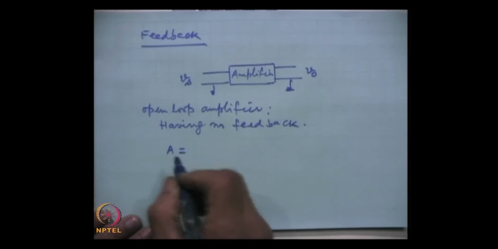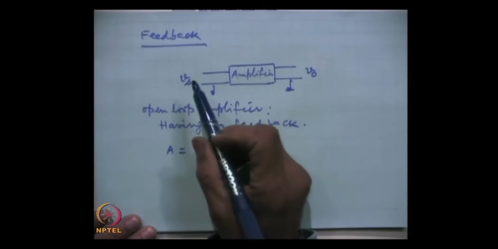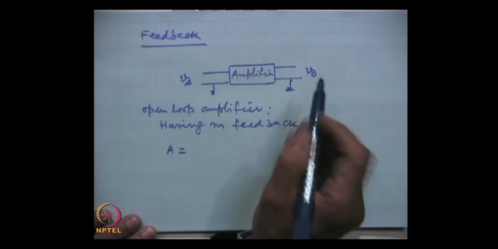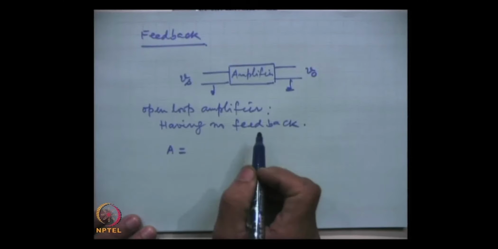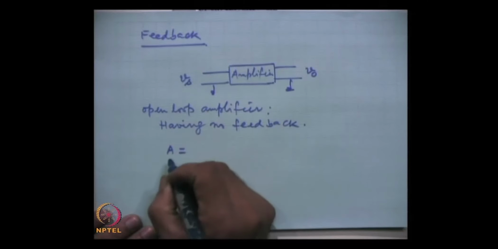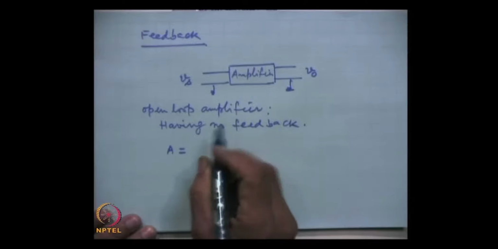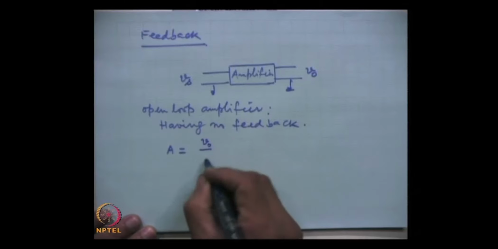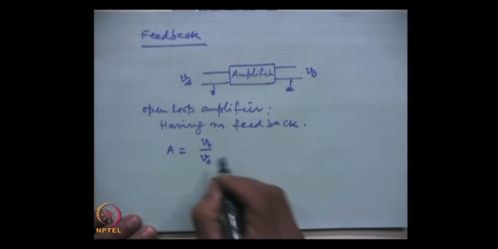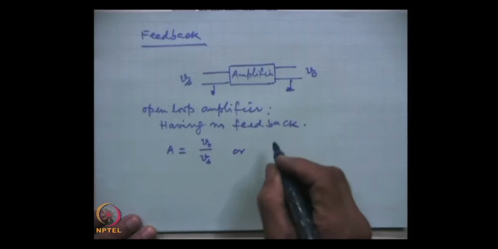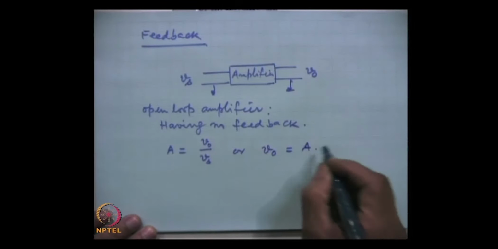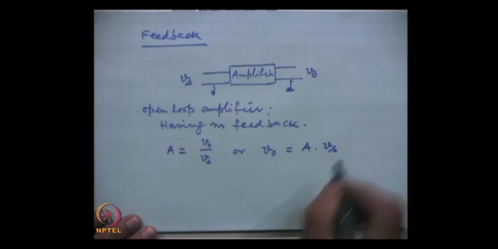So, when the input is in no way affected by the output, this is called an open loop amplifier, and its gain is output to input. Since we are considering voltages, it is output voltage to input voltage, or simply V 0 is equal to A into the input signal.